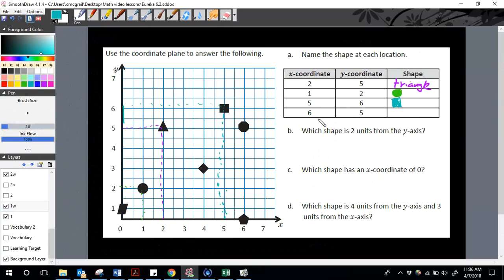And finally, what shape is at coordinate 6, 5? Now, this is where a lot of misconceptions come in. You need to remember that the x-coordinate comes first. So now I'm going to count out to 6. I see a shape here. I see a pentagon, but this is at x equals 6, but it has no y value yet because it has moved up. So I'm going to keep on moving up. And here it is. It's at 5. So this shape is, well, it has 6 sides. So this shape is called a hexagon.